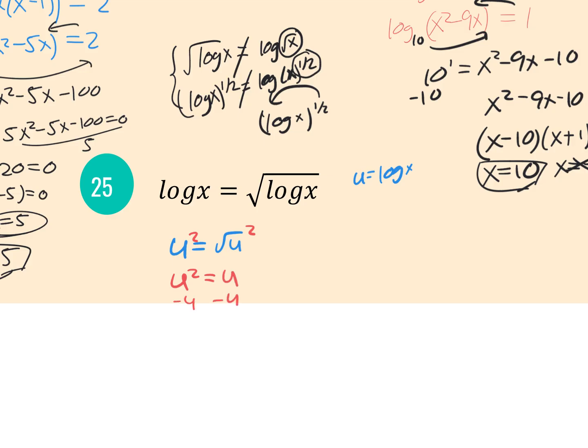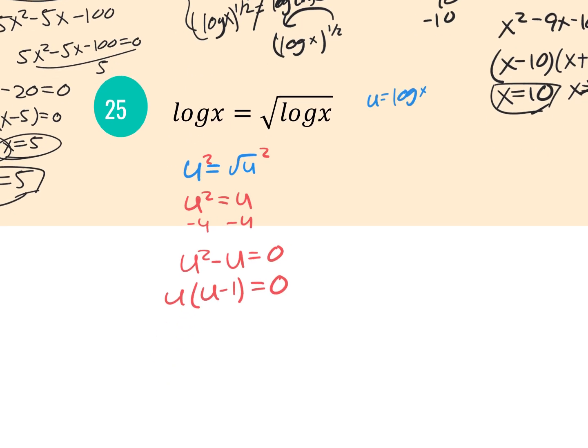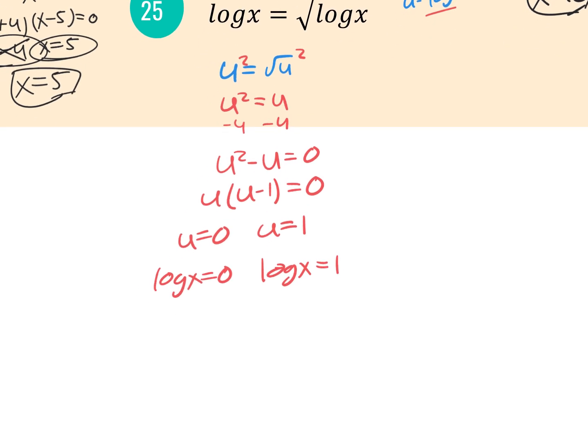And then you can go ahead and subtract u on both sides. And then we get u squared minus u equals 0. And then I'm going to get u times u minus 1 equals 0. And so I get u equals 0 and u equals 1. And then I'm going to back substitute, right? I'm going to let log of x equal 0 and then log of x equal 1, right? These are actually properties of logs.